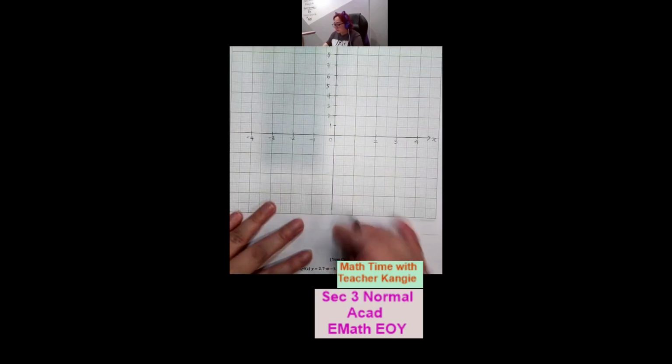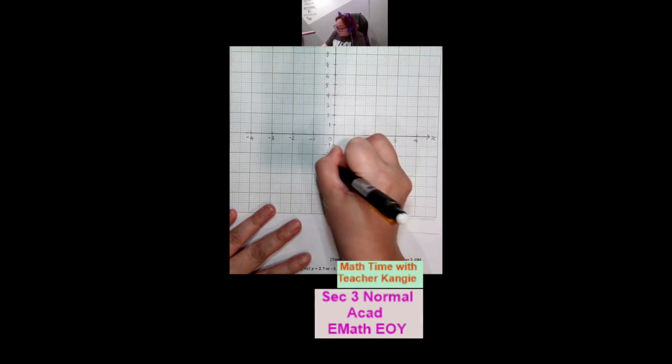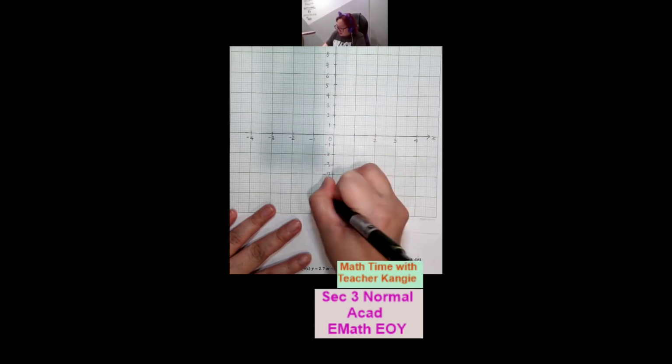Okay, yes. So here will be -1, -2, -3, -4, -5, and -6.